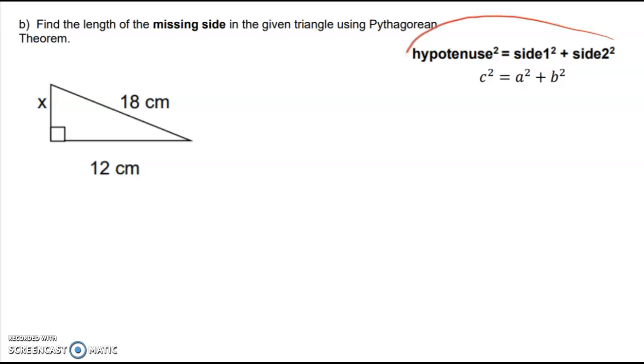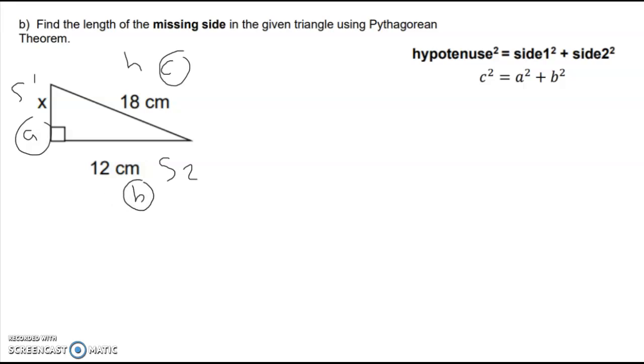If you look over here, I kept the formulas for you just as a reminder. Whichever one makes more sense to you, use that one. Before we get started, I'm just going to label the triangle so we know that the longest side is known as the hypotenuse. And this side, I'm going to call side 1, and this one side 2. But remember, they could be called C, A, and B if you choose that formula.